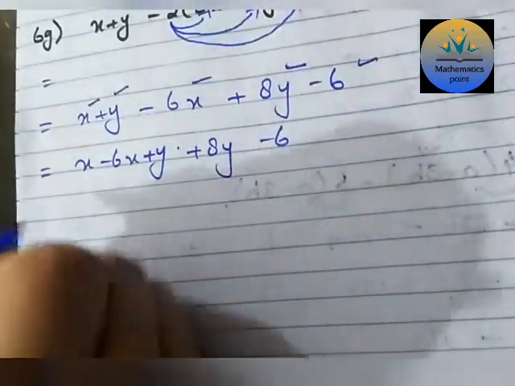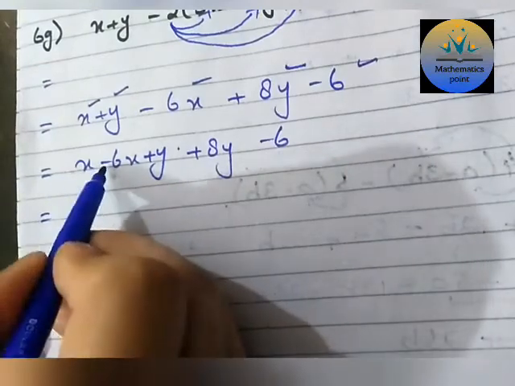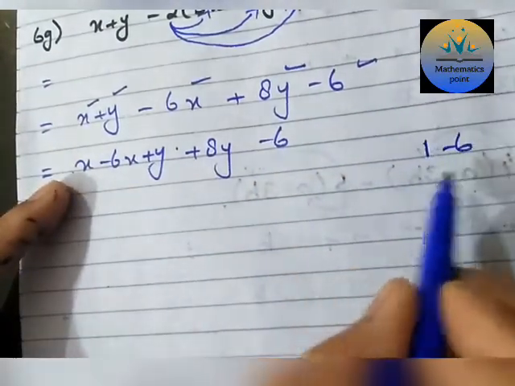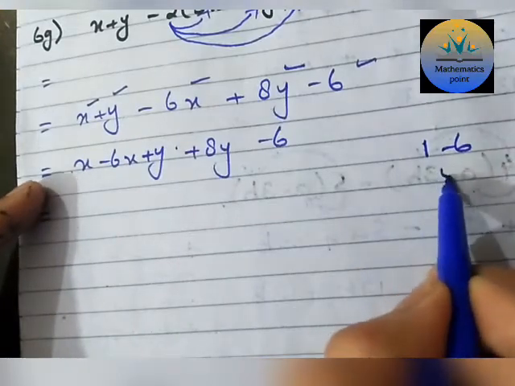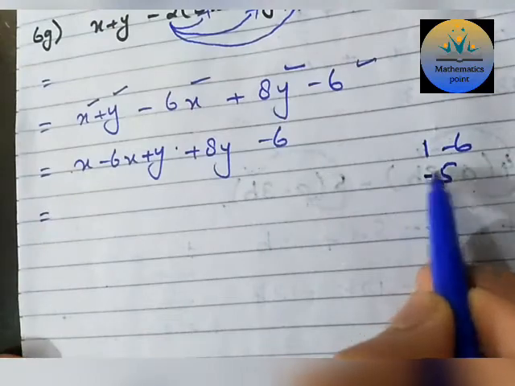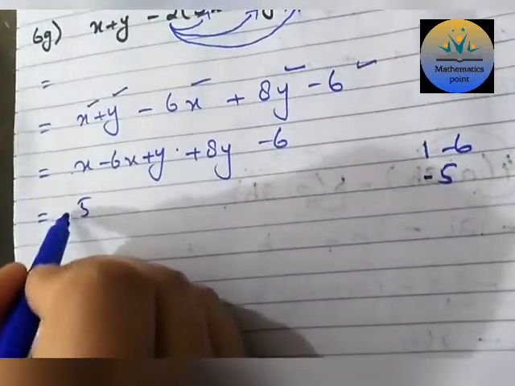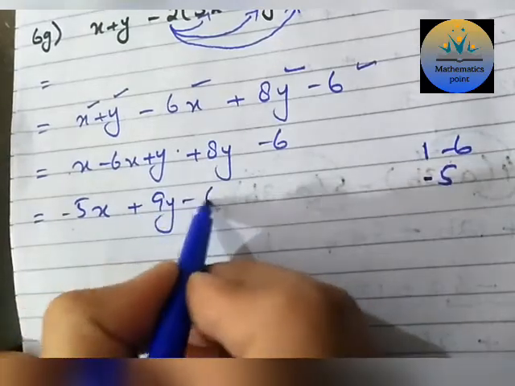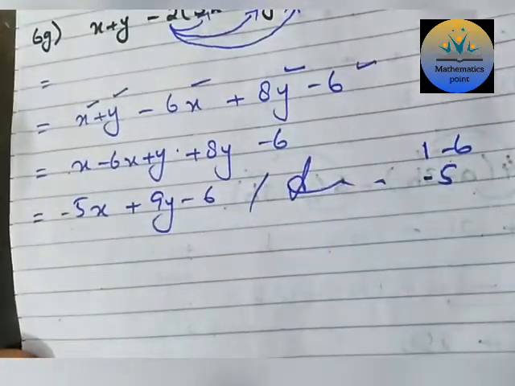Done. Now solve the terms with the same variable, x and minus 6x. X having the coefficient 1 and minus 6. Again terms with opposite signs, so terms will be subtracted. And we take the sign of the greater term, so 6 is greater and the sign of 6 is minus. So minus 5x, 8 plus 1 is 9y and minus 6. So done with part G.